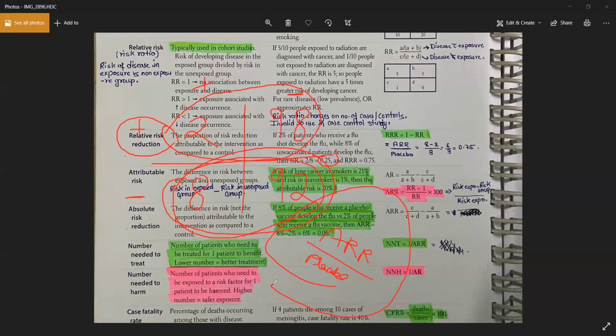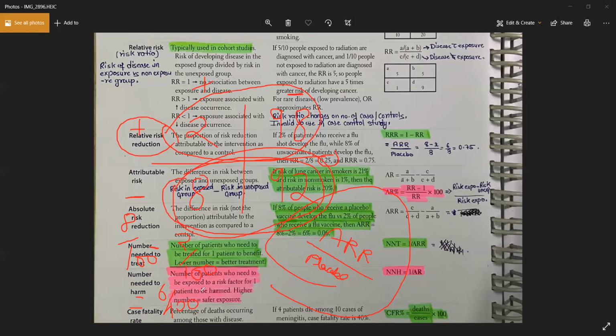Yeah. Okay, so let's calculate now. What is the absolute risk reduction? This will be 8 upon 100 minus 2 upon 100. What would I get? This will be equal to 6 upon 100, right? Okay, 6 upon 100 is my absolute risk reduction.